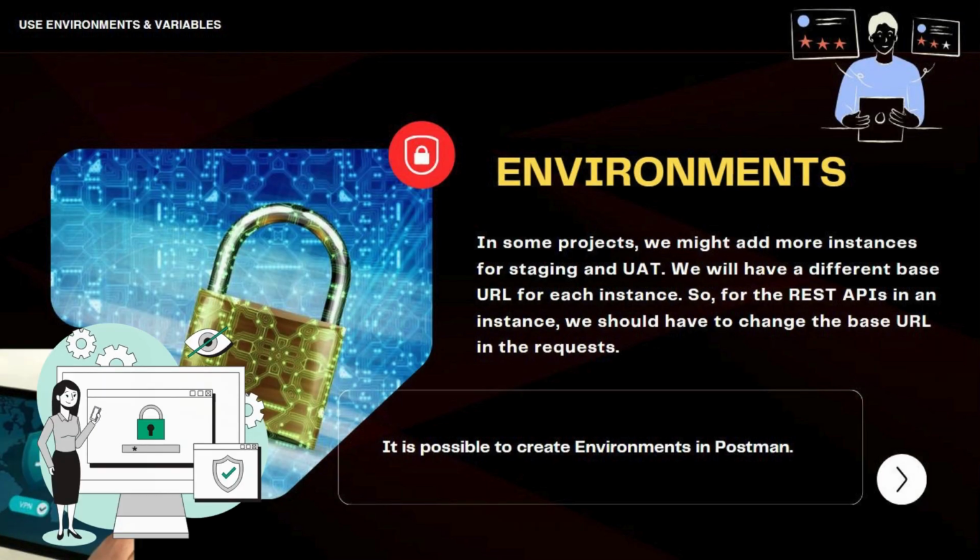Environments. In some projects, we might add more instances for staging and UAT. We will have a different base URL for each instance. So, for the REST APIs in an instance, we would have to change the base URL in the requests.